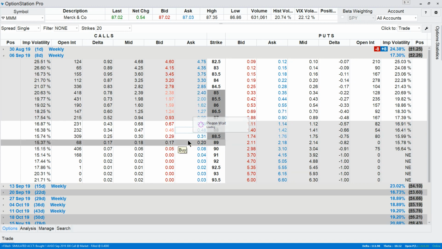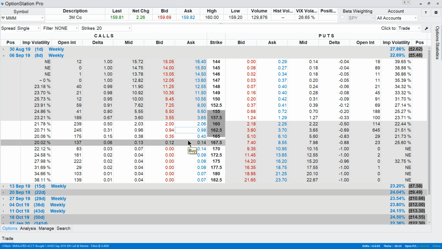Got filled at 48 with AVGO. Good job, Al. A little patient space, isn't it? That's good.